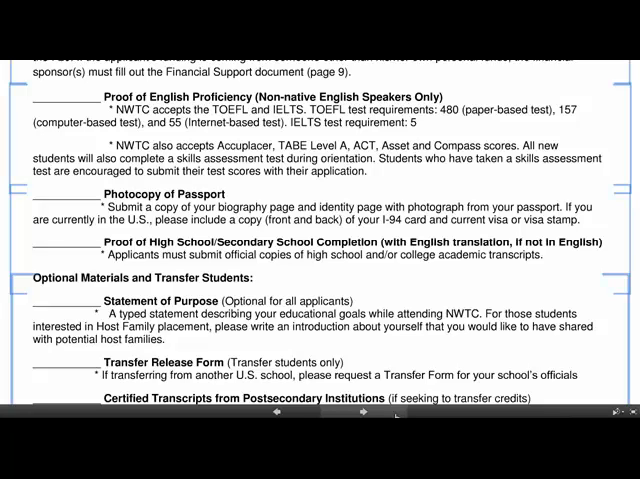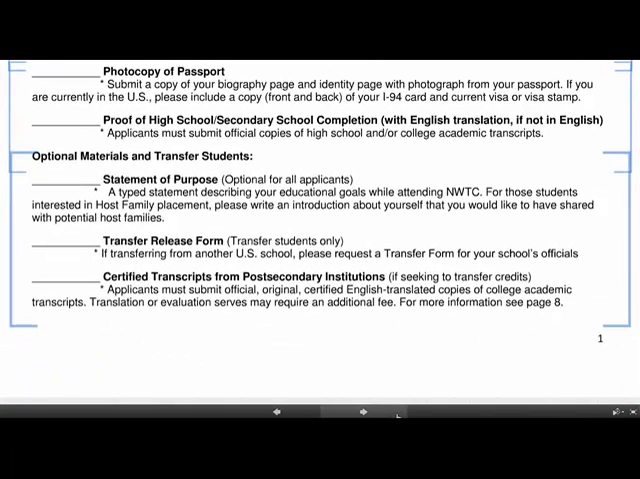NWTC also needs official copies, which are either original copies that we may return to the student or official copies with official stamps or signatures of authenticity. Scanned copies may be submitted, but students will need to bring their originals to the international orientation on campus for verification. There are some optional materials that you may need to submit for instances such as being a transfer student.